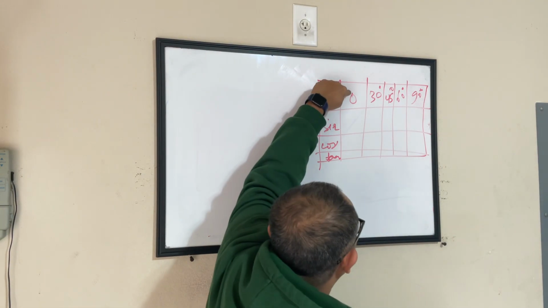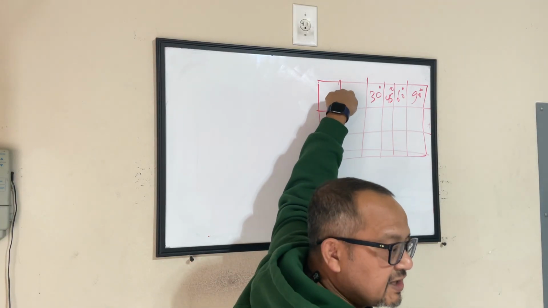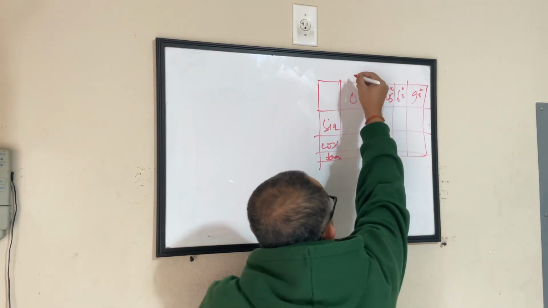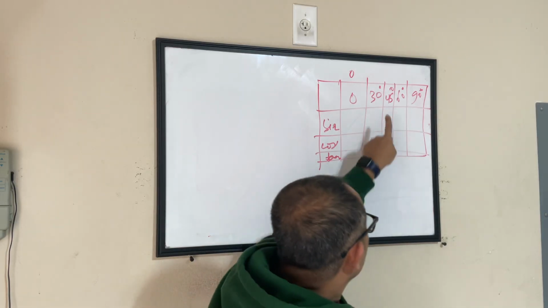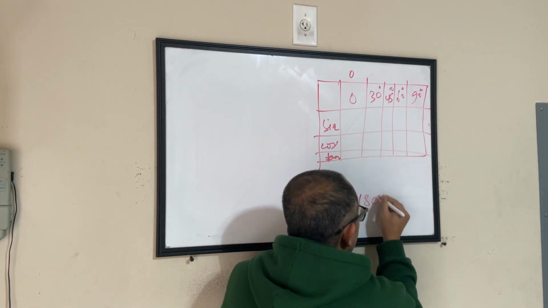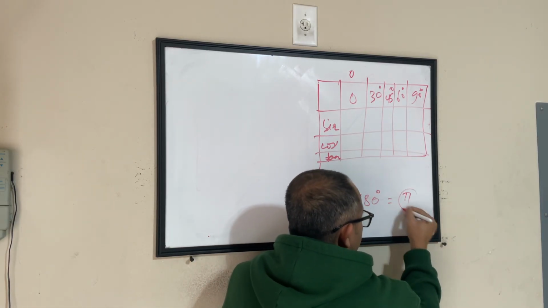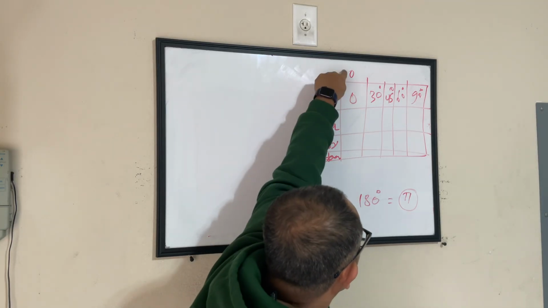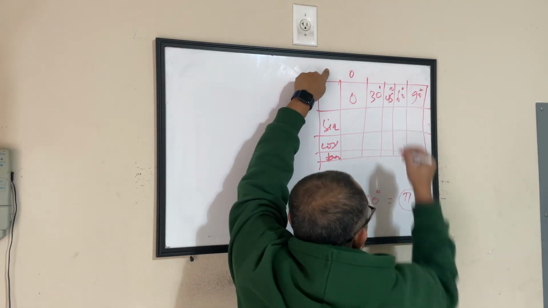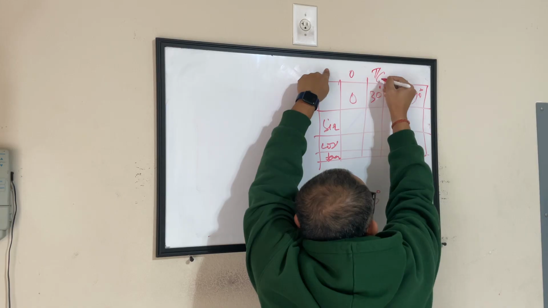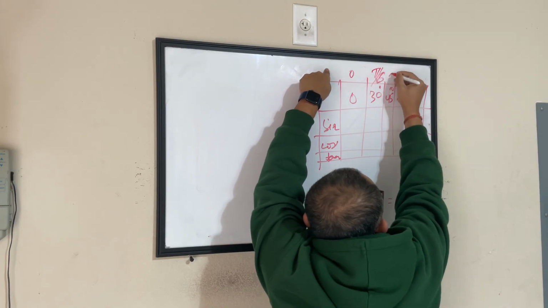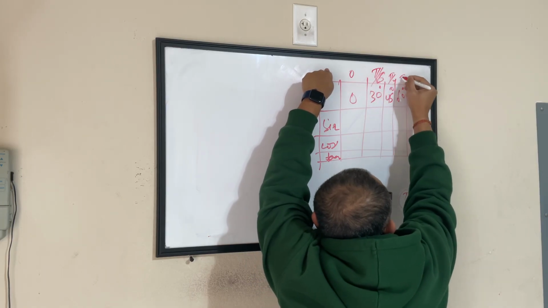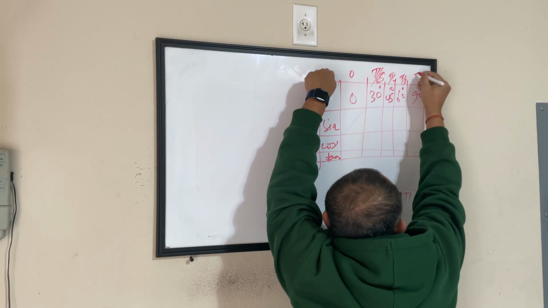So if you have to express this degree in radian, you will say 0 radian. As you all know, 180 degree is equal to pi radian, right? So if it's 0, it's 0 radian. This is pi by 6. This is pi by 4. This is pi by 3. And this is pi by 2.